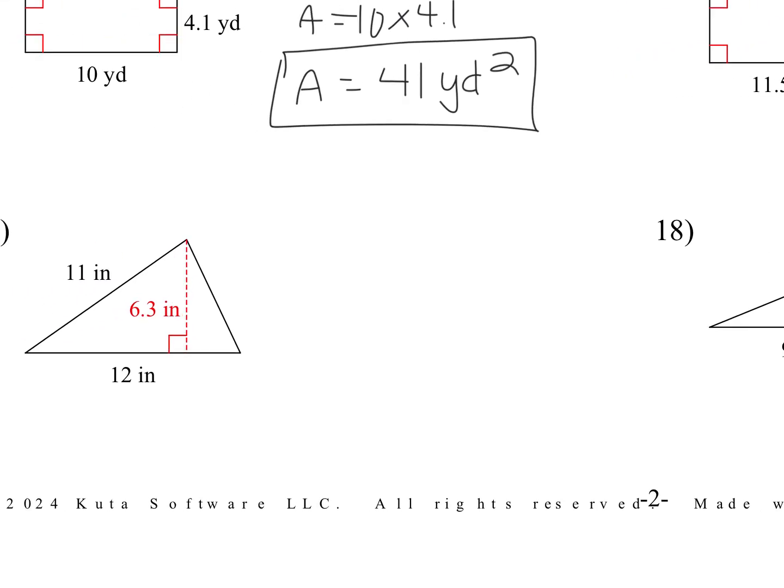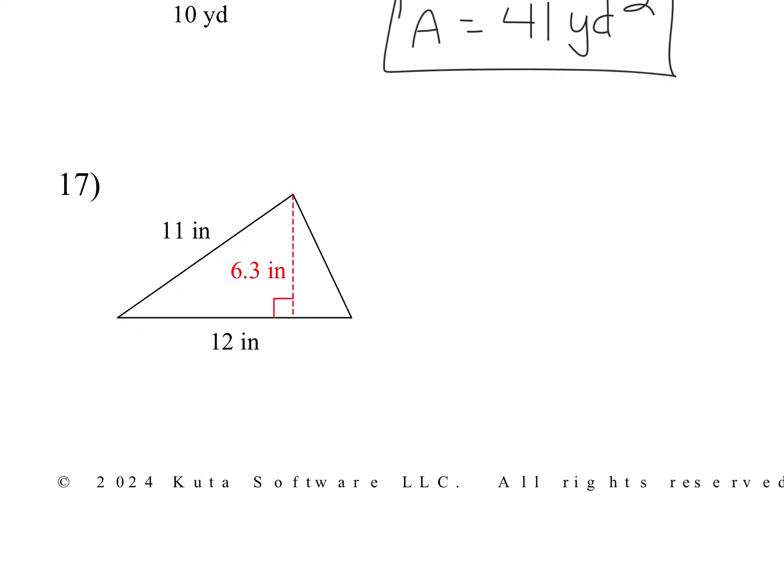Now when we move to 17, can we still do base times height? No. Is it the same shape? No, so you cannot use the same formula. What shape is it? It's a triangle. Find triangle on your formula sheet. Anyone remember what it is? Yep. Base times height divided by 2. How many points would I get right there? I would get half. Okay.